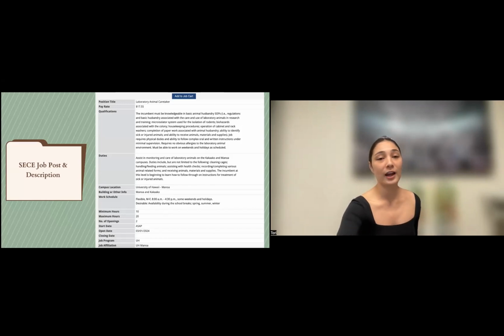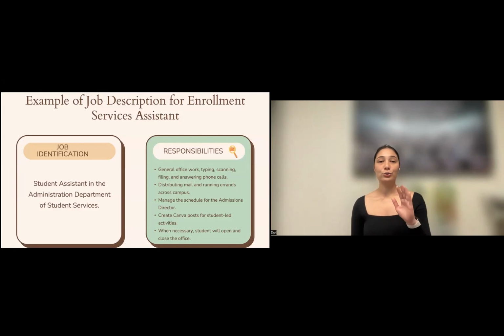And along those similar lines, how we can apply that to the job description and posting for enrollment services assistance is the job identification. Let's just say it's the administration department, student services. List the responsibilities, super straightforward, nothing excessive. Just the key things that you would do. So these are all the key things that we do in our office, from general office work, typing, scanning, filing, to office errands, to social media posts, to taking the responsibility of opening and closing the office itself when staff can't do that.